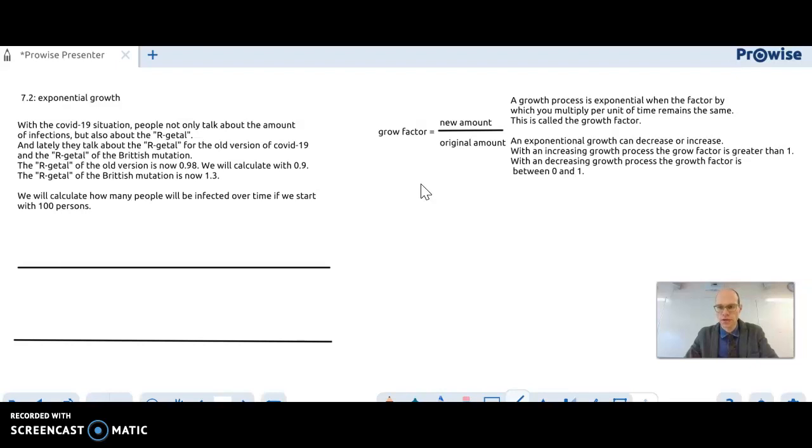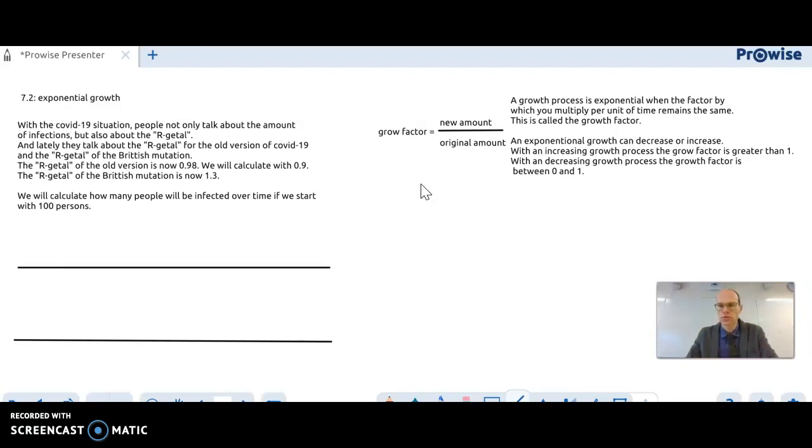And that growth factor is, by definition, the new amount divided by the original amount. When I was multiplying by 2 each time, the original amount was 10, multiplied by 2 is 20. Then for the next step, the original amount was 20, multiplied by 2 to get 40. And then the original amount was 40, multiplied by 2 is 80.